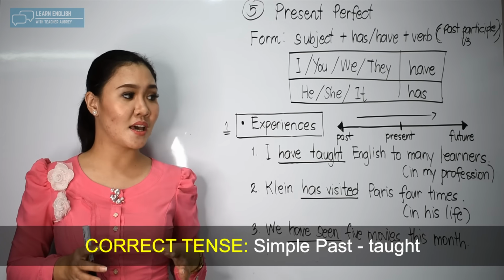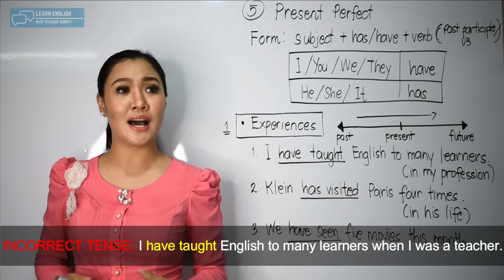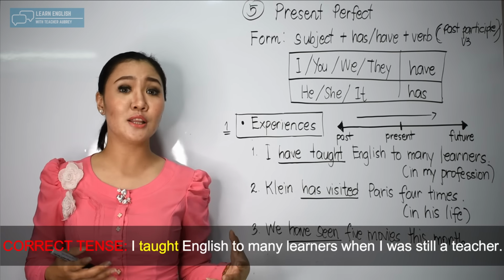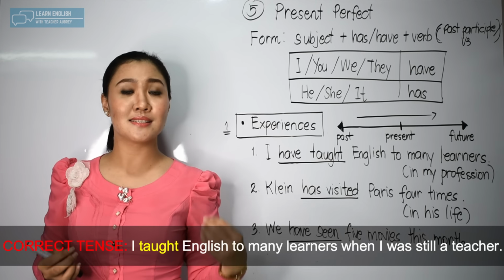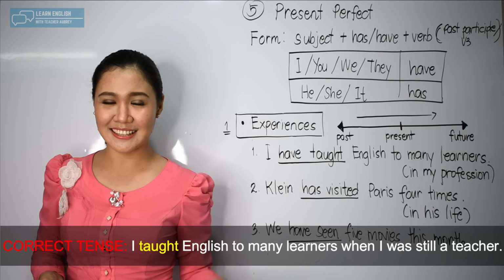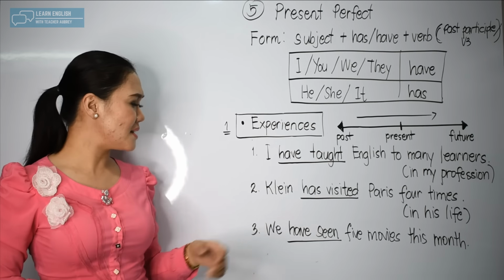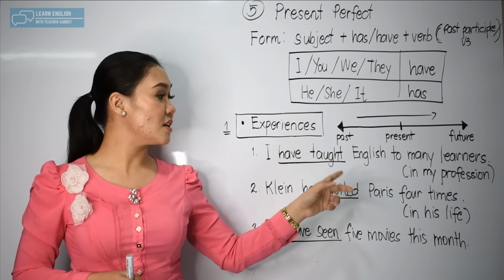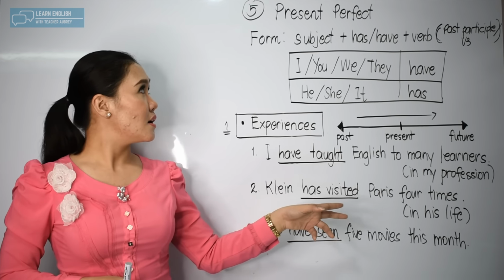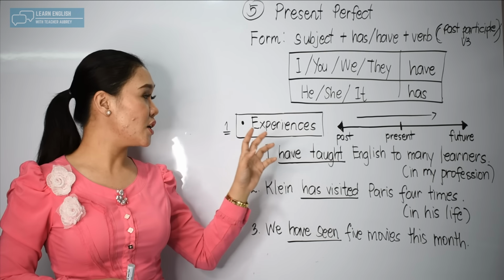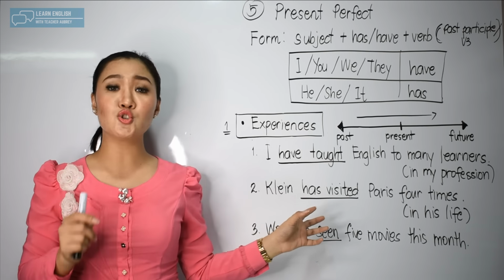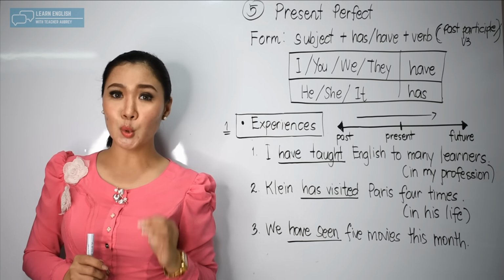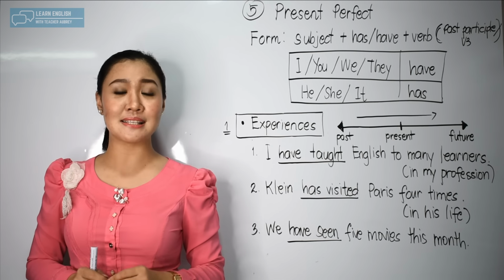So instead of saying, I have taught, ang sasabihin nyo lang ay, I taught English to many learners when I was still a teacher. Okay? Ganun po, simple past. Dito naman, sa second example, pwedeng sabihin natin, Klein has visited 4 times. Dahil present perfect or it talks about experience. Pero kapag gusto mong magbigay ng tiyak na date or time expression kung kailan nangyari yun, simple past ang gagamitin.